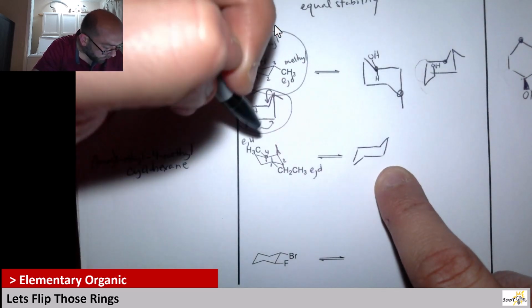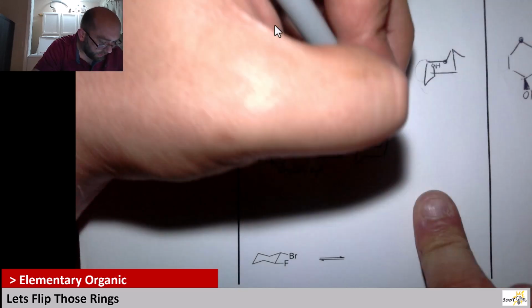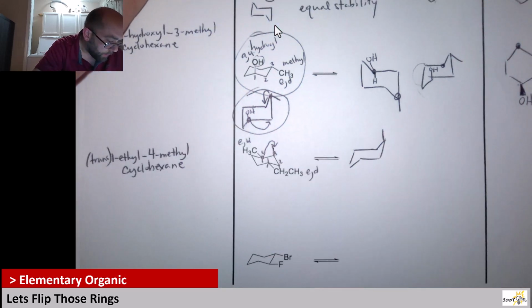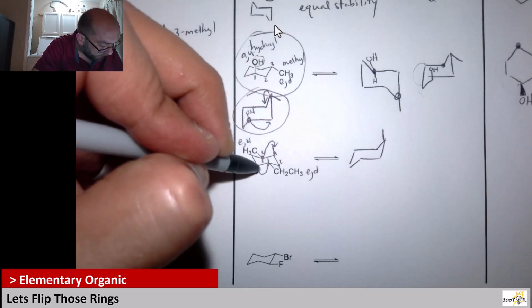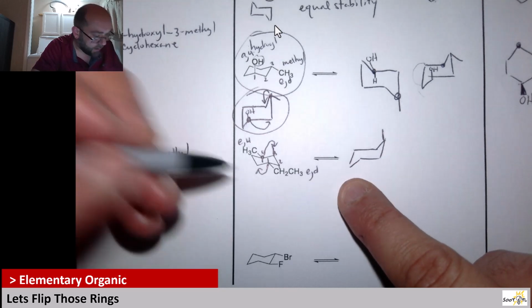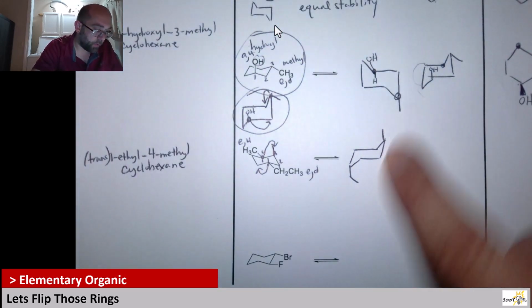So my methyl here is going to hop to there. So it was up, it's going to stay up. So to be up, it's axial up. That's my methyl. My ethyl is going to pop to over here, right? Because I'm going the same direction, clockwise. So now it was down, it's going to be equatorial down there. So there's my methyl, there's my ethyl.